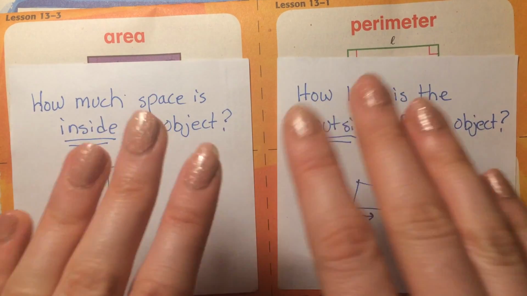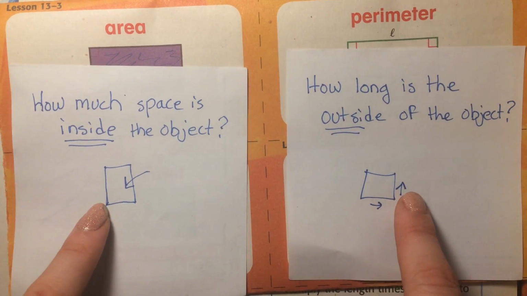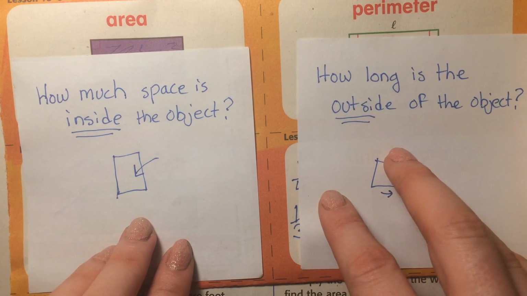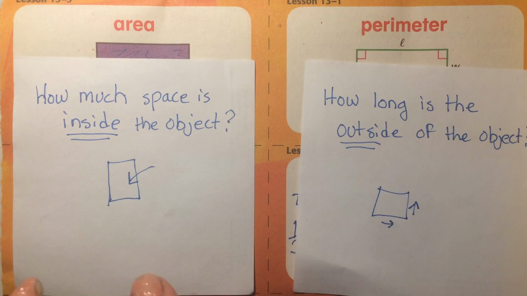Okay, so I know I keep doing this, but it's because these are very different concepts and you really need to know the difference easily and not get confused. Perimeter, outside, area, inside.